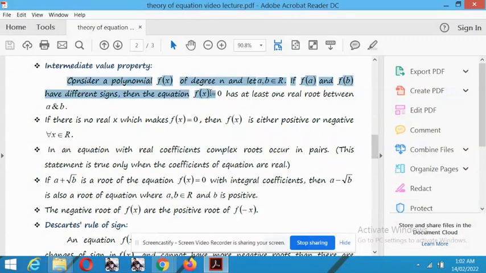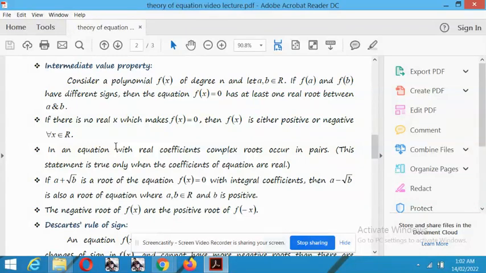Intermediate value property: consider a polynomial f of x of degree n, and let a, b belong to capital R. If f of a and f of b have different signs, then the equation f of x equal to 0 has at least one real root between a and b. What this actually means is, f of x is a polynomial equation of degree n, and a and b are real numbers.